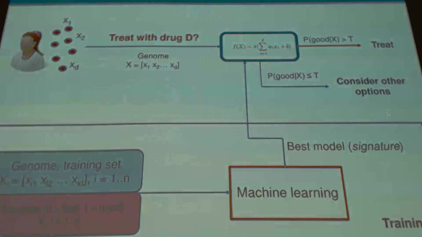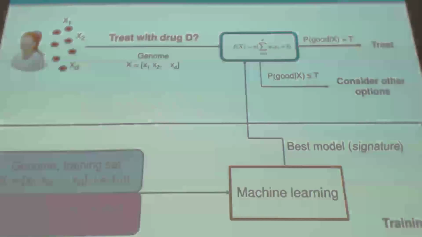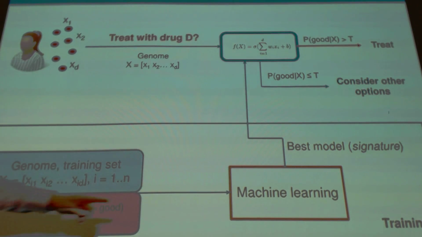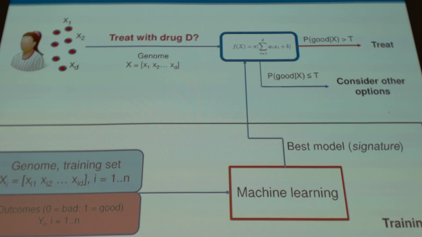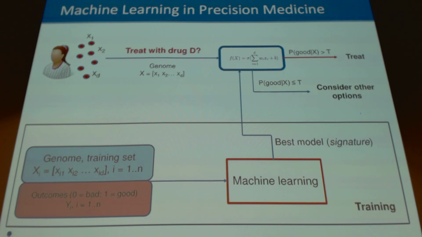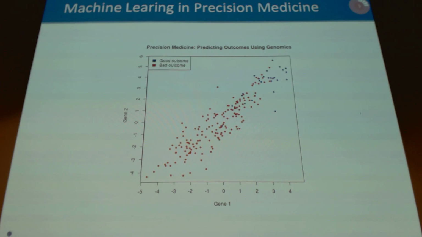And with that setup, this becomes a classic machine learning problem. You have to predict, given the genome, what is going to be the outcome. And that's what goes into this learning, and that's what becomes a best model or predictor. In this field, a model is called a signature. That's just the terminology that they use, or we use.